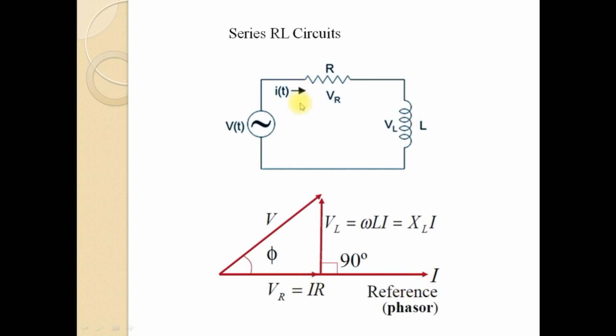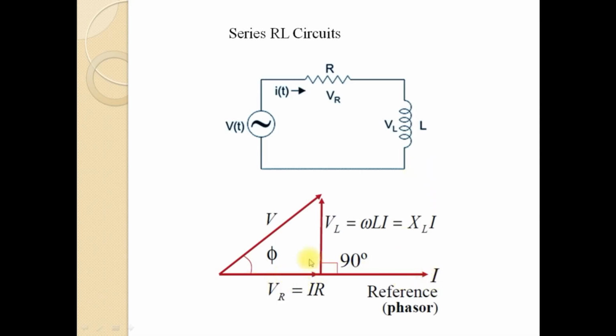When a current flows through a resistance R, the drop across it will be given by the product of the current through the resistor and the resistance value. So the drop across the resistance will be given by VR is equal to I into R. There will not be any phase difference between the drop across the resistance and the current through the resistance, because I is flowing through the resistor R and the drop across the resistor is VR. That is why we have drawn VR along the same direction as that of the current.